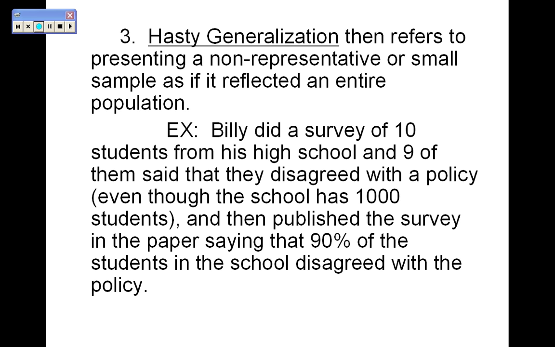Hasty generalization basically means playing with numbers. It means taking a non-representative sample and then portraying it as if it reflected an entire population. Here's a good example. If he did a survey of 10 students from his high school and 9 out of 10 of them said they disagreed with a policy, and then said that 90% of the students in the school disagreed with the policy, he would be lying. This would be a fallacy because he only interviewed 10. Now, if he had taken a survey that was representative of the entire school, or had surveyed the entire school, and they answered like that, then he could say 90% of the students in the school disagree with the policy. That's what hasty generalization refers to.